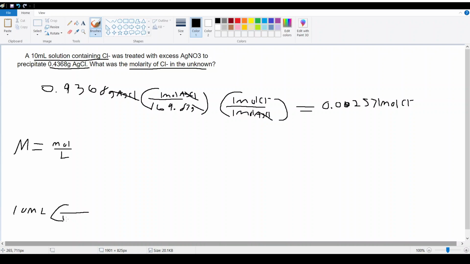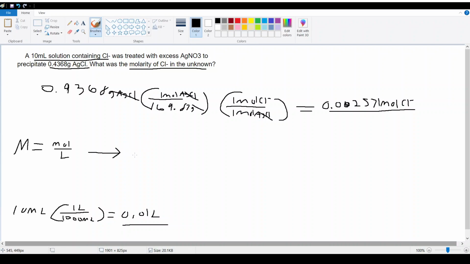Just like we did before, if it's on the top, move it to the bottom. So we have 10 milliliters on the top. So we're going to have 1,000 milliliters on the bottom and 1 liter up top, because there is 1 liter in 1,000 milliliters. So this is going to give us 0.01 liters.